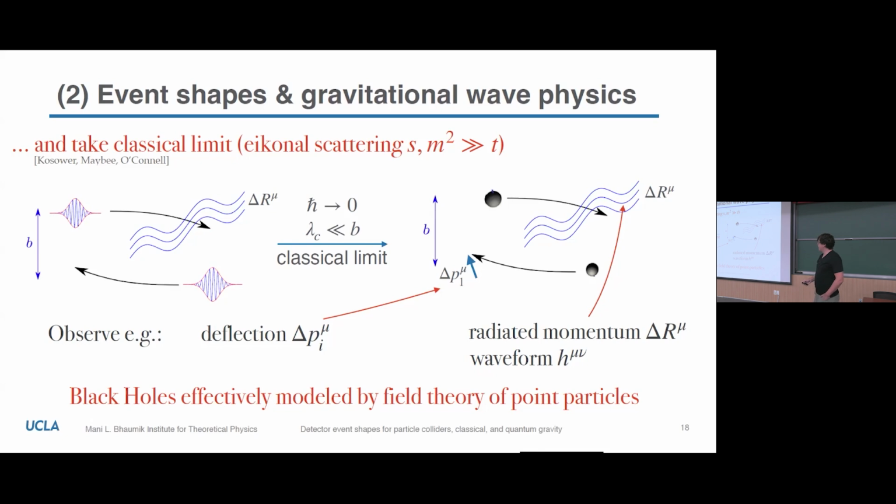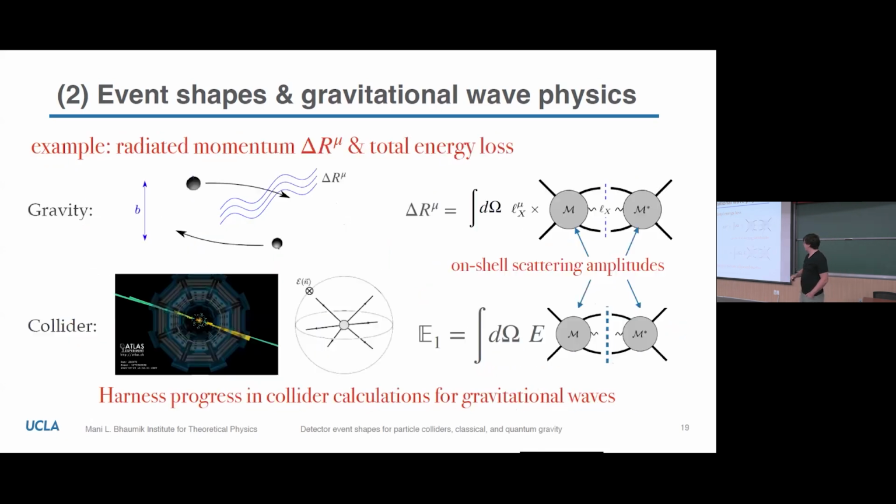And after you do the setup, you can ask for certain specific observables that one might be interested in for classical physics. You can ask how much the black holes get deflected in the scattering, or how much gravitational Bremsstrahlung is emitted during this collision process, or you could ask for the waveform directly. And again, because of effective field theory, these black holes are efficiently modeled by point particles. So once you do this in the KMOC framework, you can really see the analogy between these event shapes in gravity and at the collider.